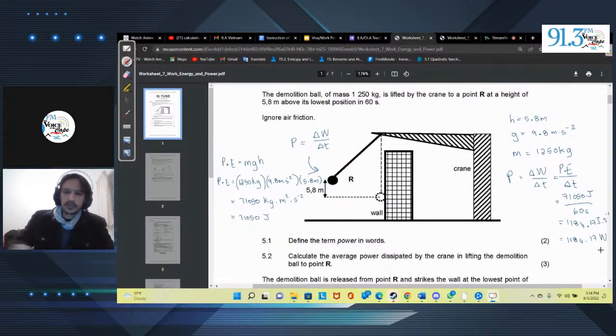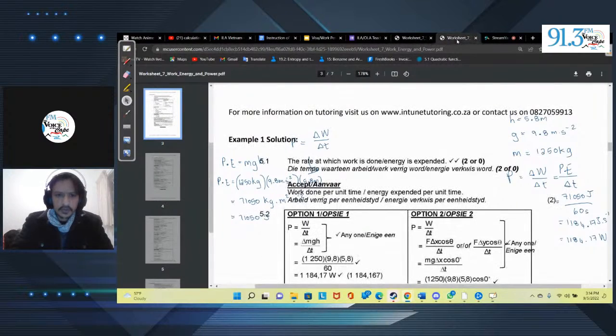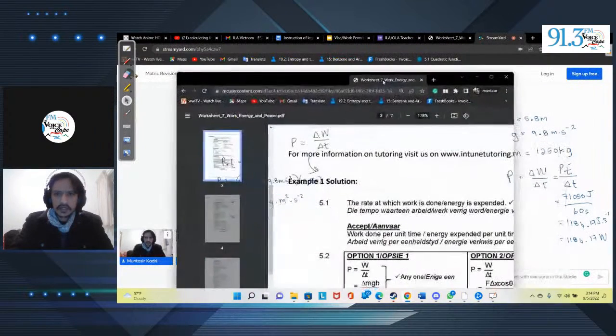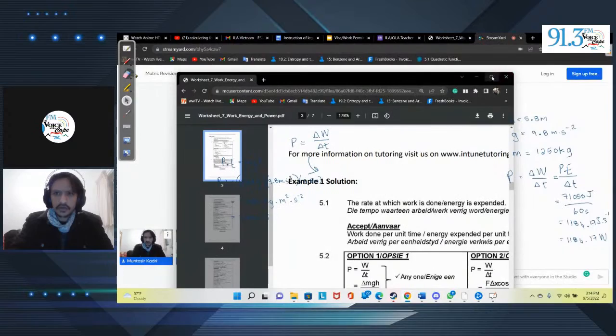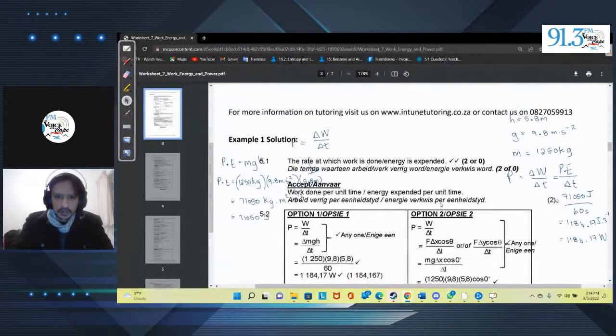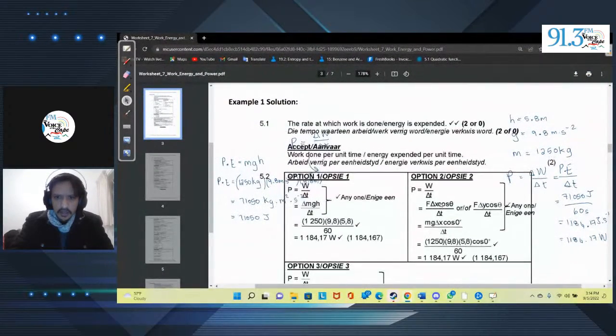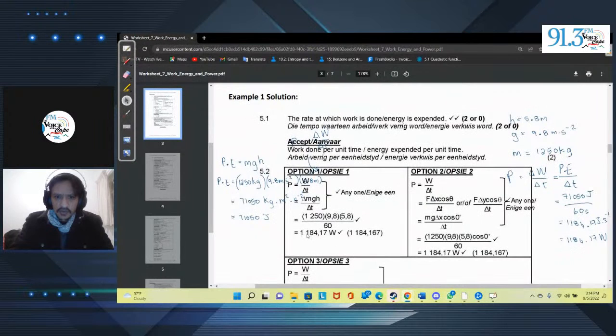There we go. Now let's check if our answer is correct. Let's double check with the memo, to see that we did our calculations correctly. Oops, I did something wrong. Let me just open this up. There we go. Okay. And there we go. 1,184.17 watts. So we were spot on with our calculations.